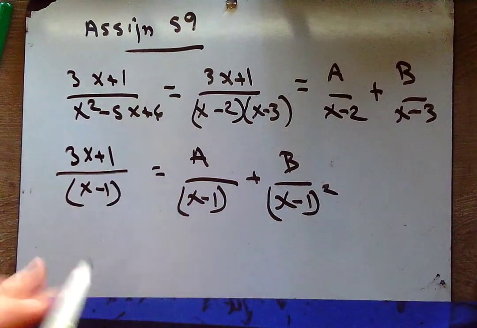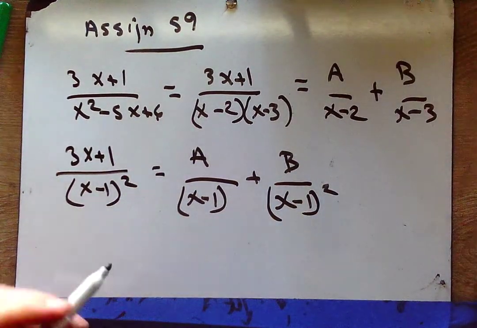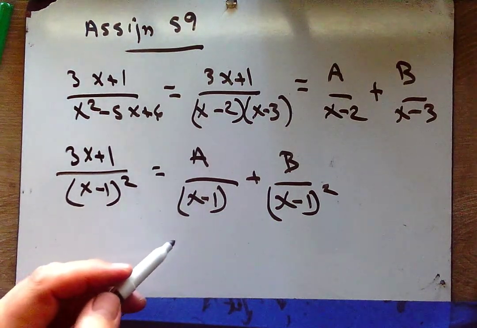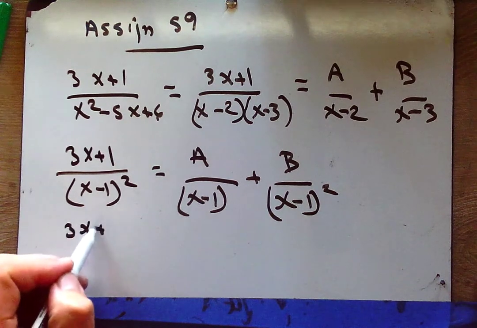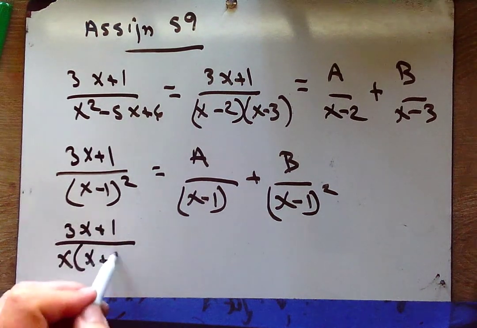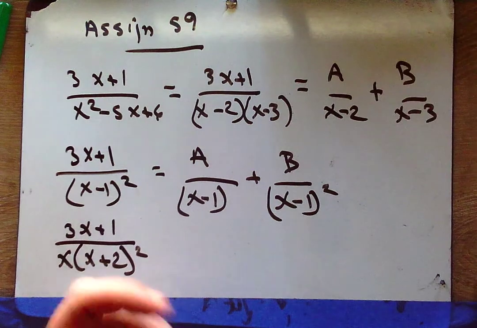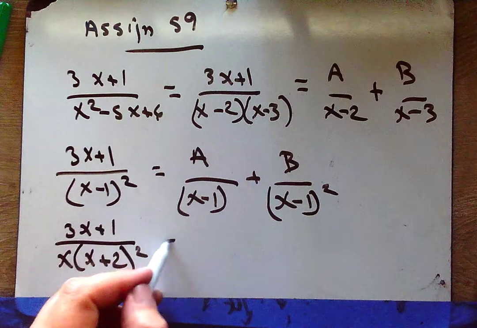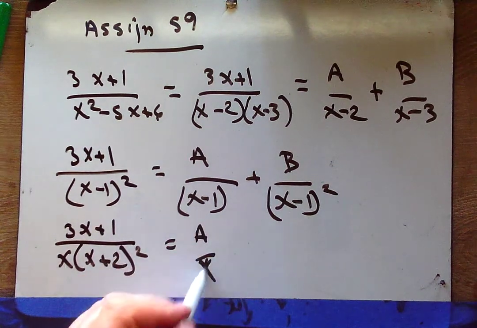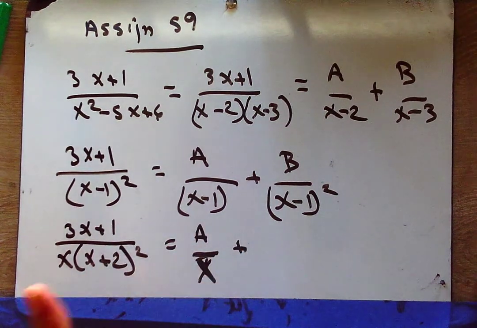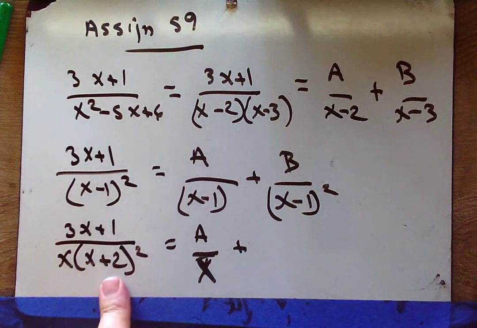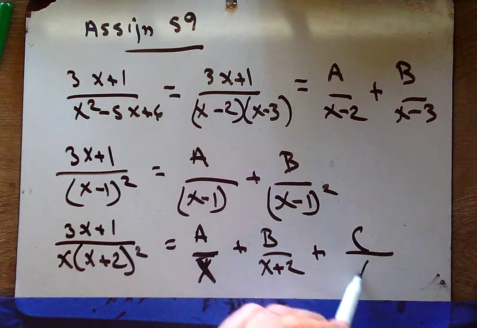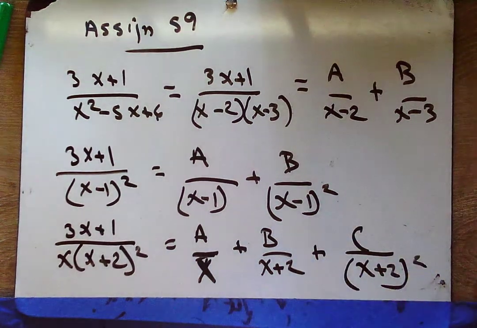Our original problem, though, was this one. That, by the way, is case 2, where we have repeated linear factors. Next, what about this one? 3x plus 1 over x times x plus 2 squared. What do we do here? What's the setup here? Well, that's not repeated, so I can just do A over x. But here, I have an x plus 2 times an x plus 2, so I'm going to need B over x plus 2 and C over x plus 2 squared.